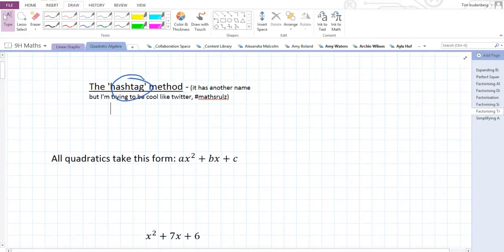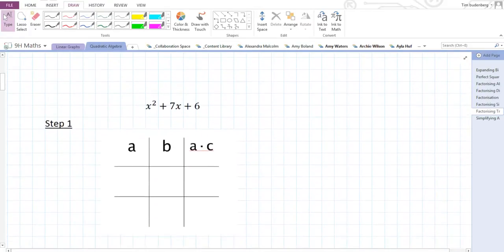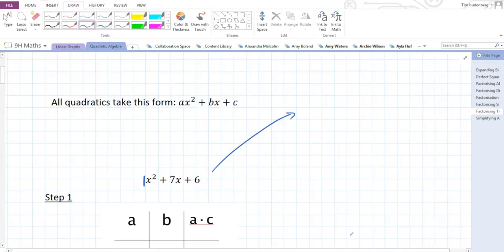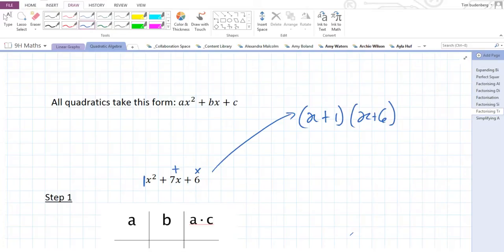Alright, so we have all quadratics of the form ax squared plus bx plus c. So let's take this one: x squared plus 7x plus 6. Now I know the coefficient in front is 1, so our old method of sum and product would work. Using sum and product, we'd be looking for things that multiply to 6 and add to 7. That's quite easy, it's 1 and 6. So at the end of this process, we'd like to see this factorized as x plus 1, x plus 6.